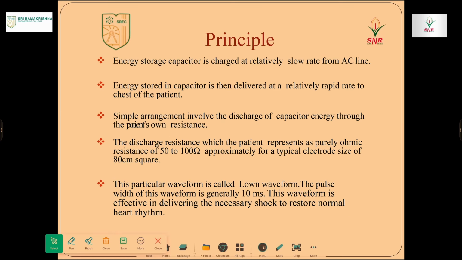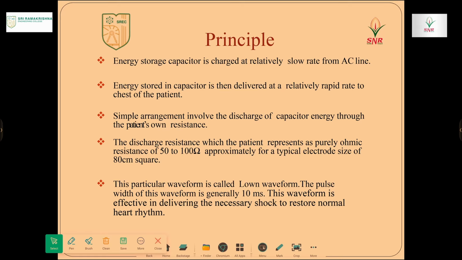The principle of defibrillation. The main principle used in the defibrillator is the use of storage capacitors. The energy storage capacitor is required, so we have to store the energy. For that, we use this capacitor. Energy can be stored in the capacitor from the AC line. The energy stored in the capacitor can be delivered at a rapid rate towards the chest of the patient.